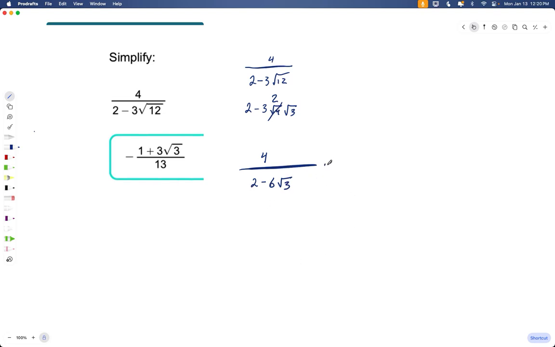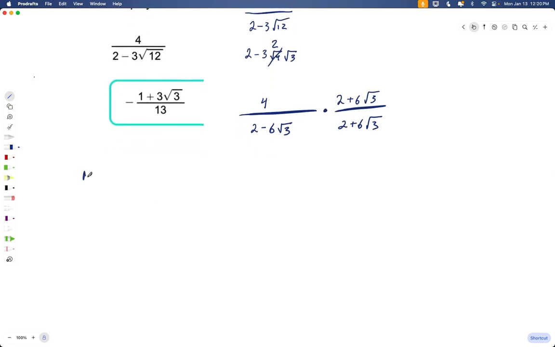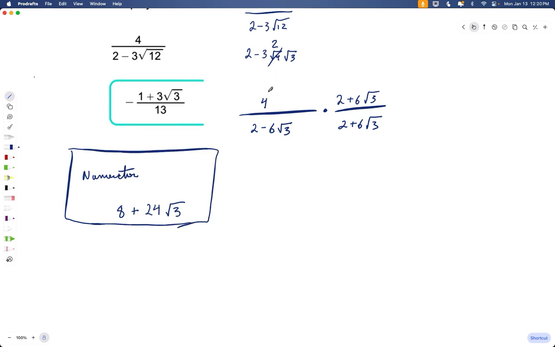Now we're going to conjugate by this. So times the opposite operation, 2 plus 6 times square root of 3. Okay? So on top, when we do the numerator, I get 4 times 2, that's going to be 8, plus 4 times 6, that's going to be 24 times the square root of 3. That is pretty straightforward. That's done. That is our numerator. And all I did was this times this, and then this times this.